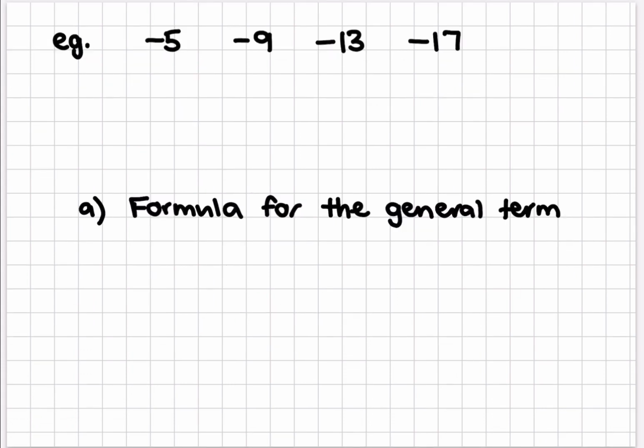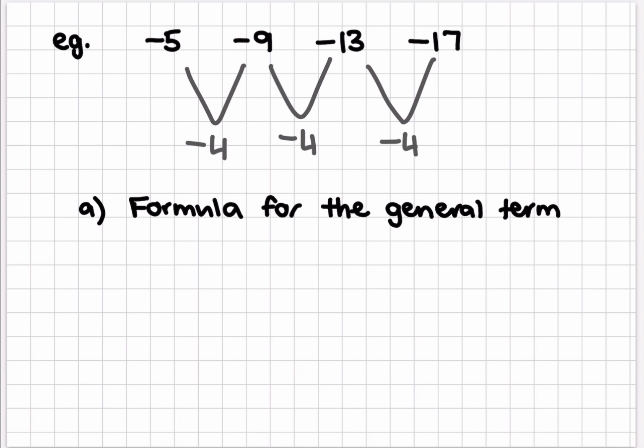We have -5, -9, -13, and -17. First things first, we map it out. Always, always, always map it out. How do we get from -5 to -9? We subtract 4. -9 to -13, we subtract 4. From -13 to -17, we subtract 4. So in this case, I'm going to use d is equal to -4.